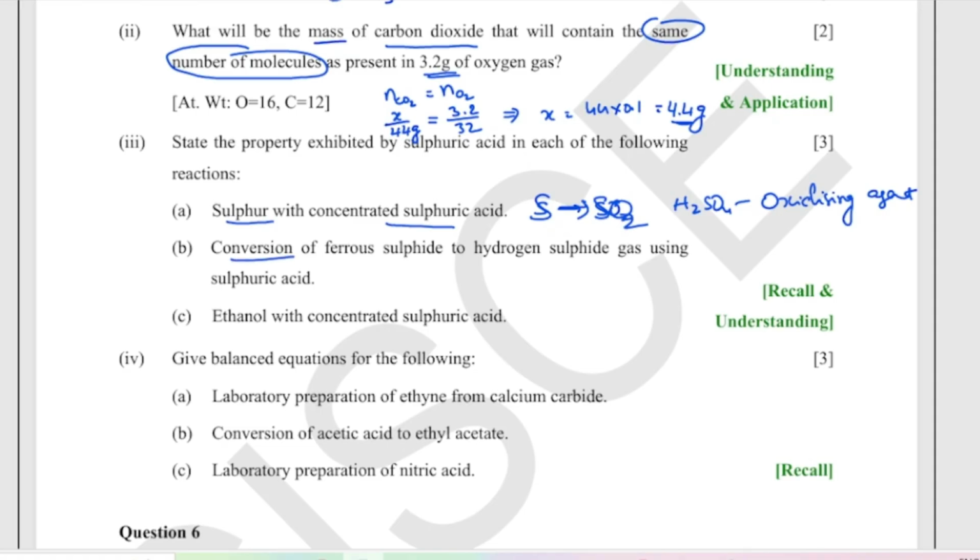Second one, conversion of ferrous sulfide to hydrogen sulfide gas using sulfuric acid. So when you treat ferrous sulfide with sulfuric acid, it produces FeSO4 plus H2S gas. So in this reaction, sulfuric acid acts as just a typical acid. It shows its acidic nature.